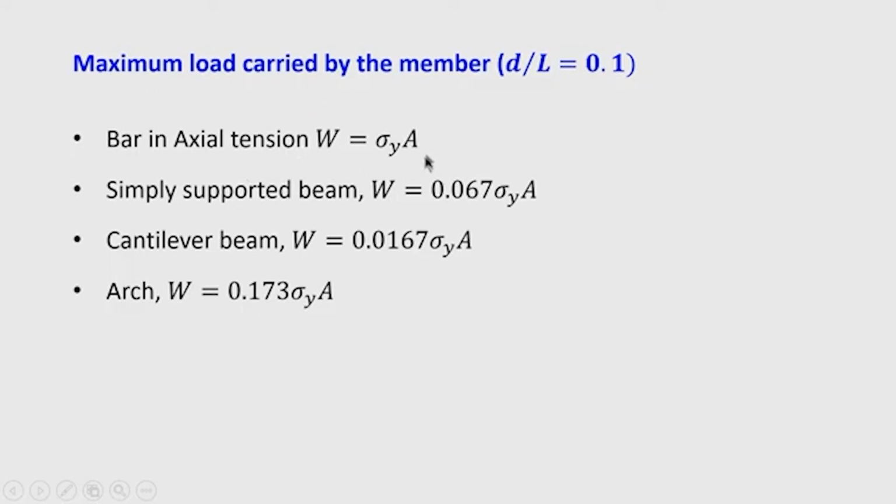So, the conclusion we have obtained is that the most efficient utilization of the material is in the member under axial tension. Next, followed by the arch, which is 0.173 sigma y into A. Then the simply supported beam is in the third position, with 0.067 sigma y into A, and the lowest is the hanging structure, that is the cantilever, where we get 0.0167 sigma y into A.